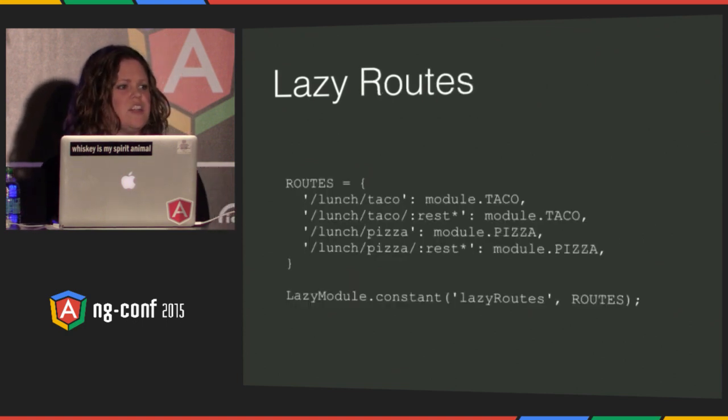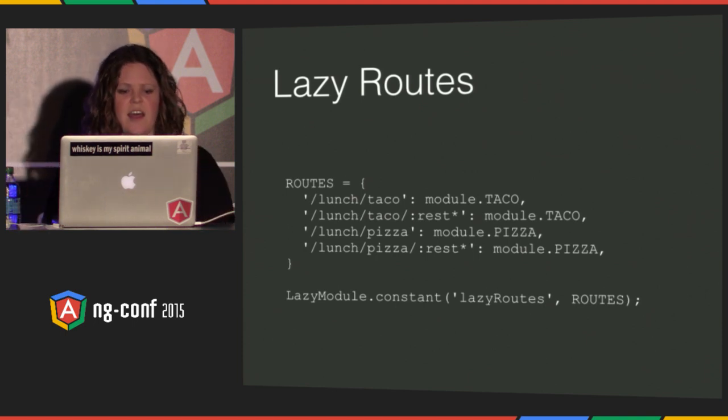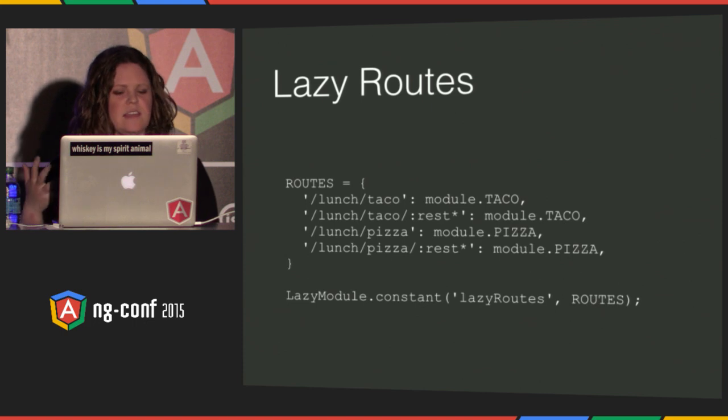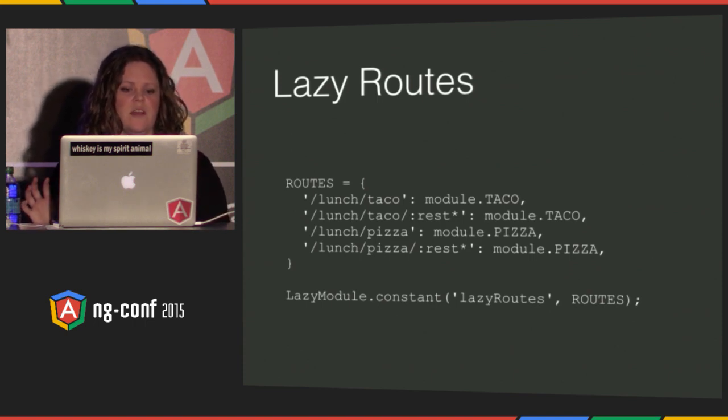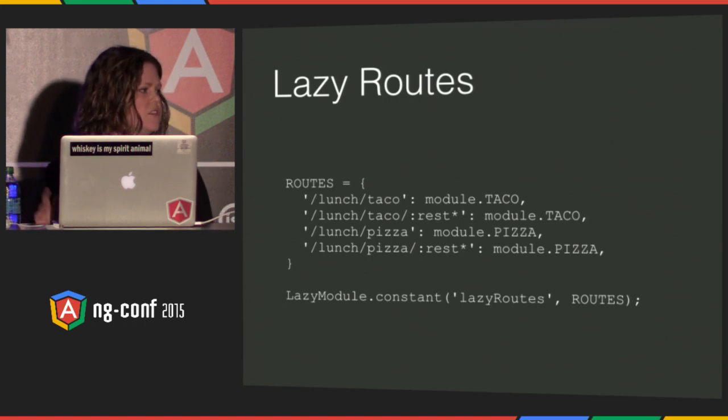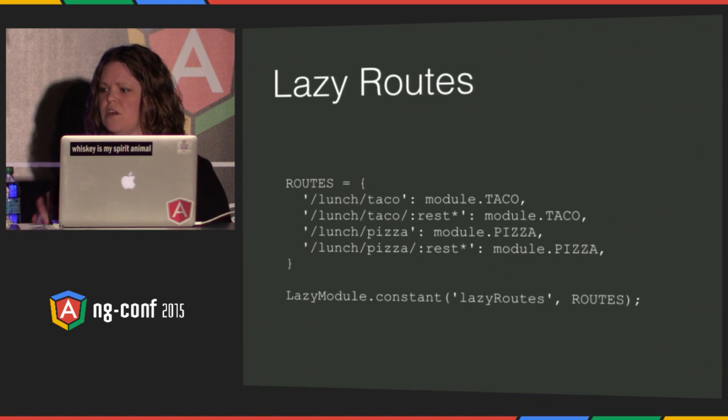So if we can imagine that we have a sample lunch application, yes, I wrote these slides when I was hungry. We might have a taco subpath and a pizza subpath, both of which are separate lazy loaded modules. So we could view those as separate features. So when we start, these are just registered with wildcard paths that just point to the module. We don't actually know what any of the sub-URLs are. We don't know what any of the templates are. We don't care. And then we publish all of those routes as a constant.